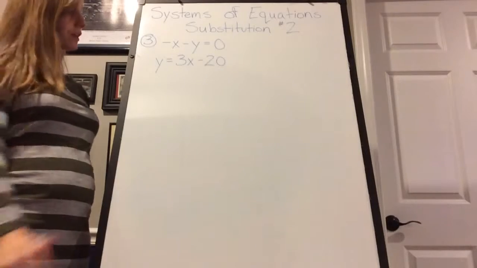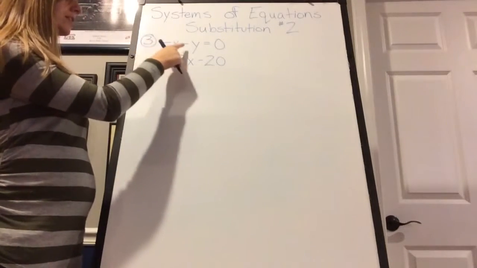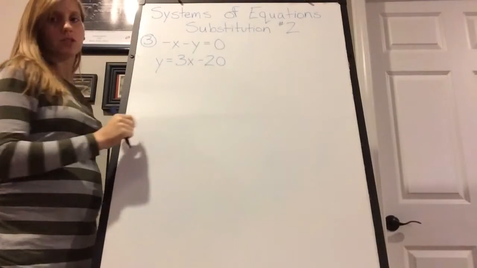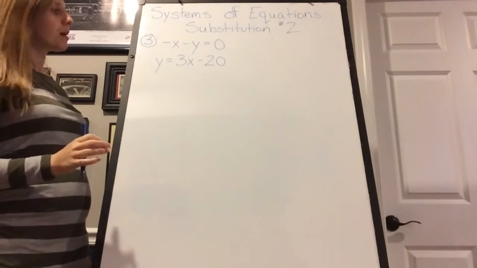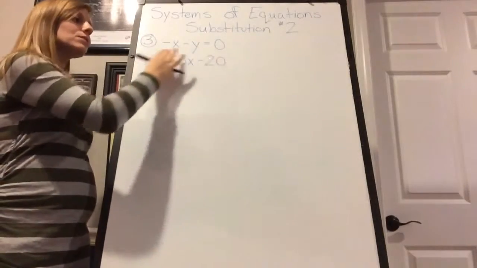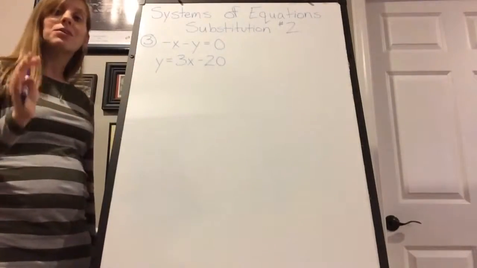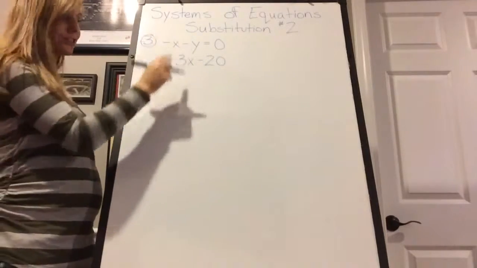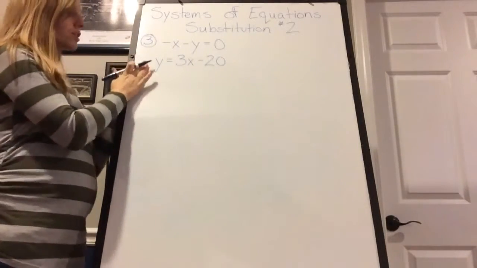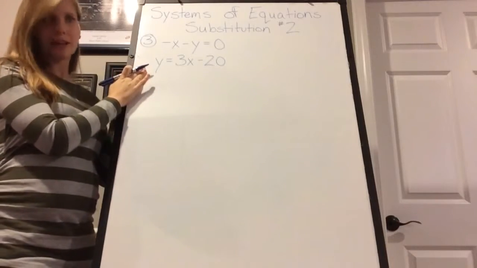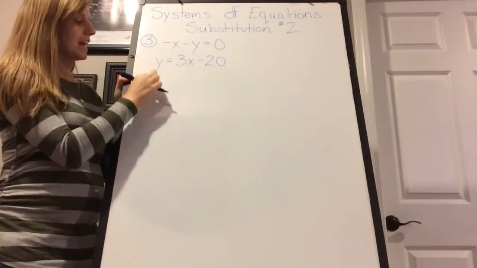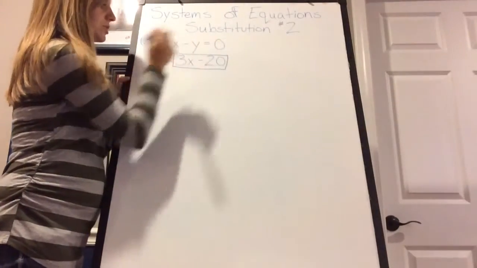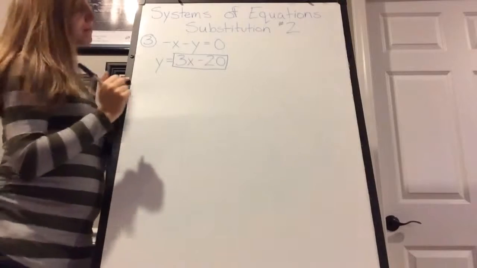For problem number 3, our equations are negative x minus y equals 0 and y equals 3x minus 20. Again, this problem, the y equals equation is second. That's okay. We always start with that one, whether it's first or second doesn't matter. So always go to where y is at the beginning, where y is by itself. So we take y equals and we box in everything that it's equal to, the 3x minus 20.